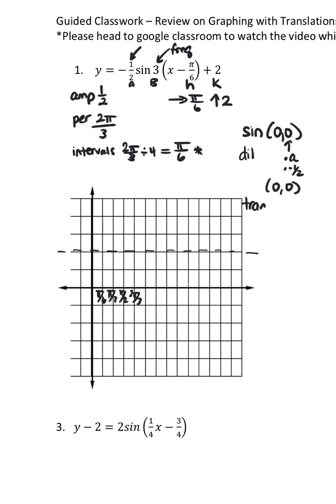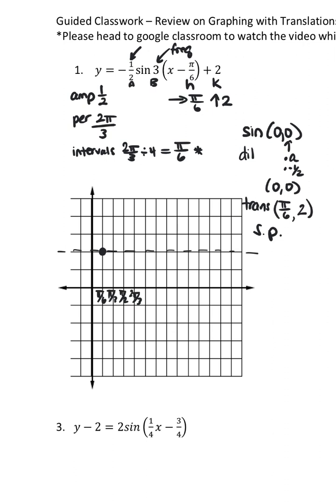Then we do our translation. Our translation said that we were going to go right pi over 6. So 0 plus pi over 6 is pi over 6. And up 2, so 0 plus 2 is 2. And that's going to be our starting point. So I'm going to go to pi over 6 and 2 as my starting point.